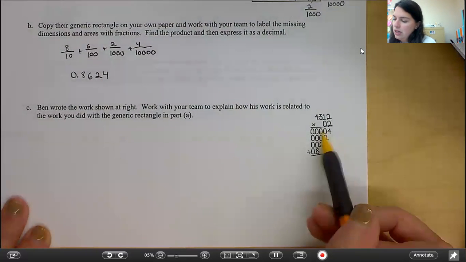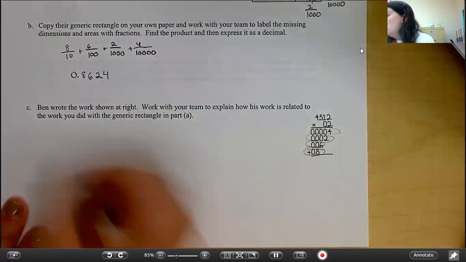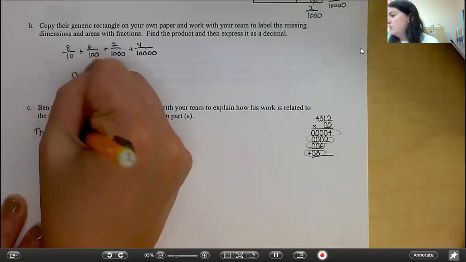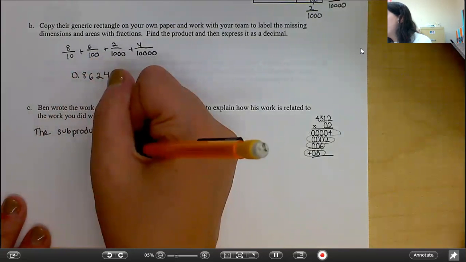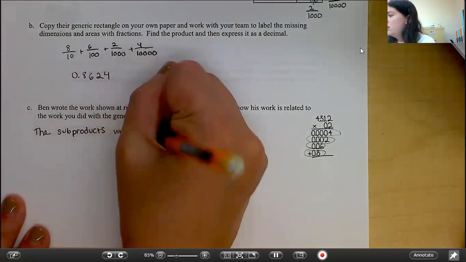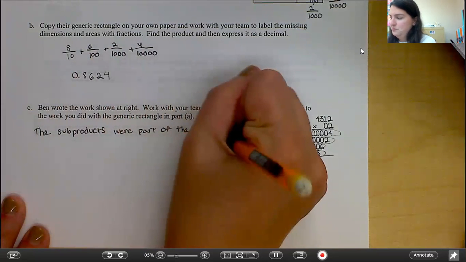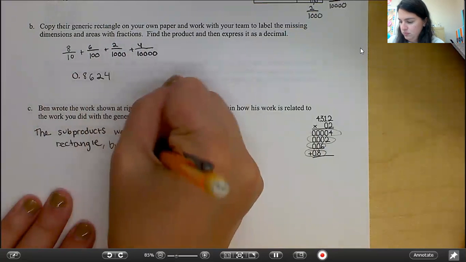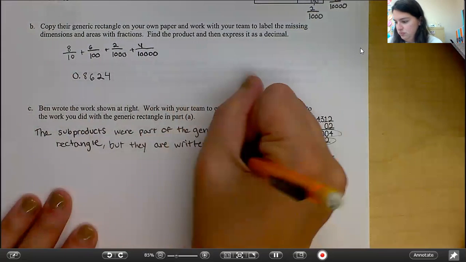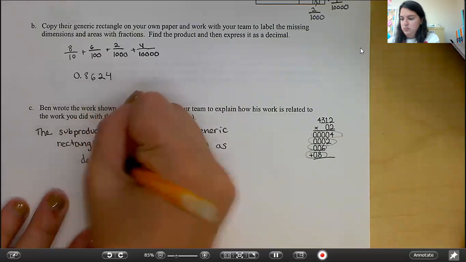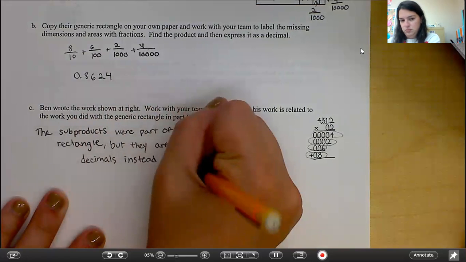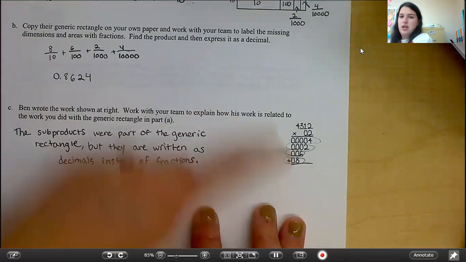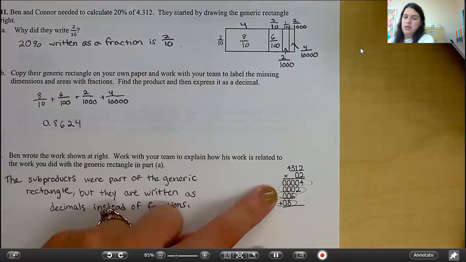Okay, if you're back with me, hopefully you saw each of his products down here were products of the generic rectangle. Those are called subproducts. The subproducts were part of the generic rectangle, but they're written as decimals instead of fractions. So those subproducts right here are the same products from the generic rectangle. These are just written as fractions. These are just written as decimals.